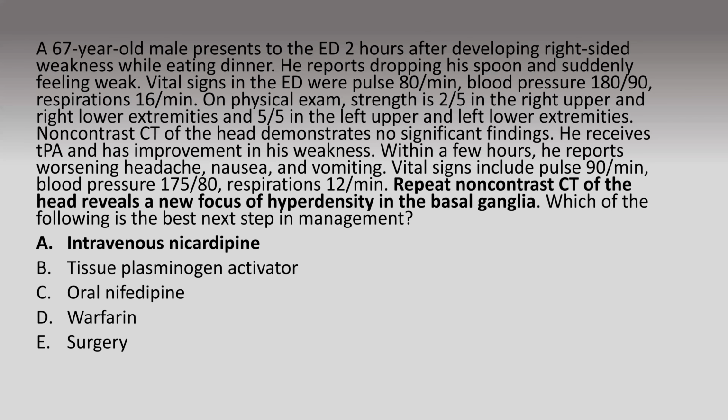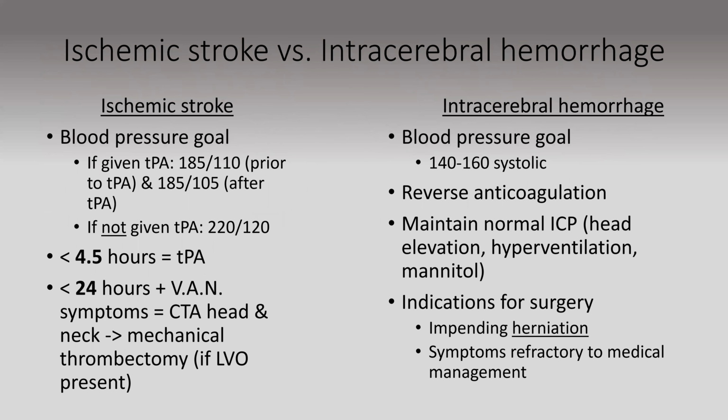Okay, so the answer for this one this time is A, intravenous nicardipine. So in this situation, the cause should stand out. So a person with ischemic stroke given TPA now develops worsening symptoms, headache, nausea, vomiting, and elevated blood pressure, and now this hyperdensity in the basal ganglia. So what this tells you is they've had a hemorrhagic transformation. And so now, while we're here, let's go to the explanation for both of these.